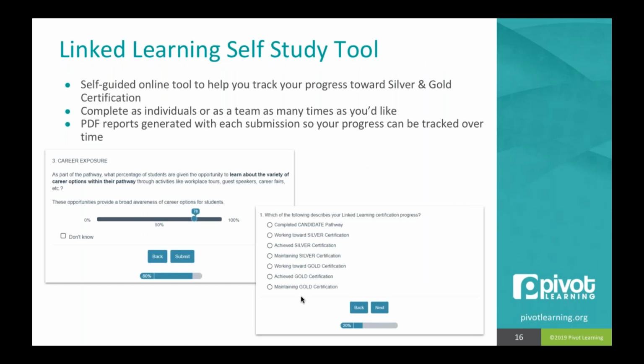And to that end, the Link Learning Alliance, together with Pivot Learning, has developed a self-study tool that can help guide you through the process. It will be an online tool to help track your progress towards silver and gold certification. You can complete it as individuals or as a team and use it as many times as you like. And you can generate PDF reports with each submission, so your progress can be tracked over time. It's a new tool. We're very excited about this, and it will be ready next week, hopefully by the end of next week, and you'll receive information on how to link to it in the follow-up emails to this webinar.